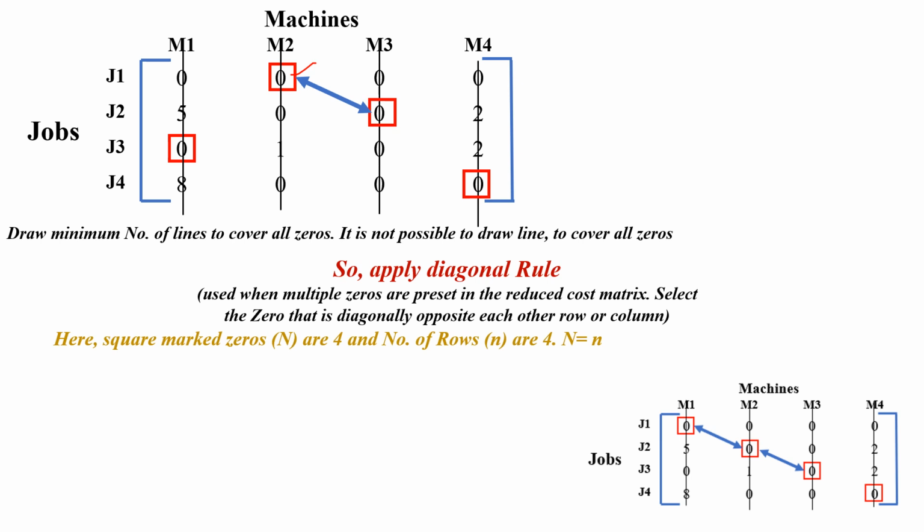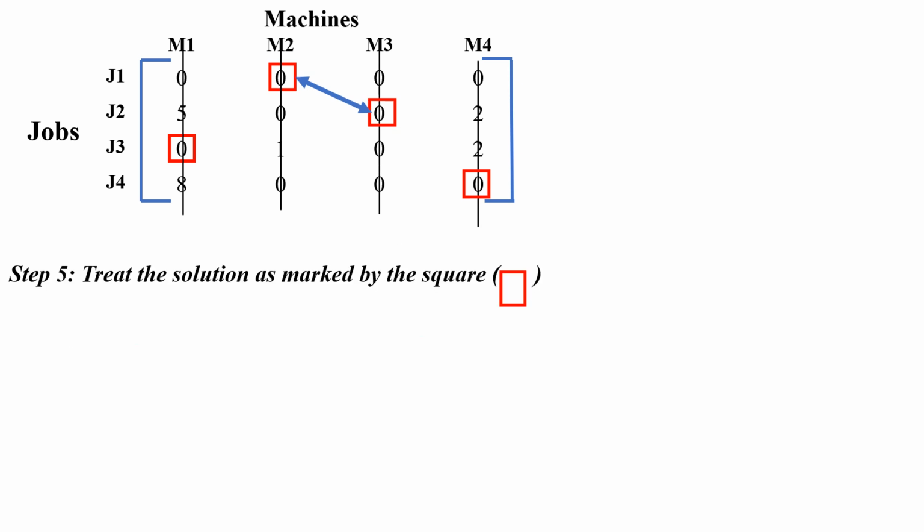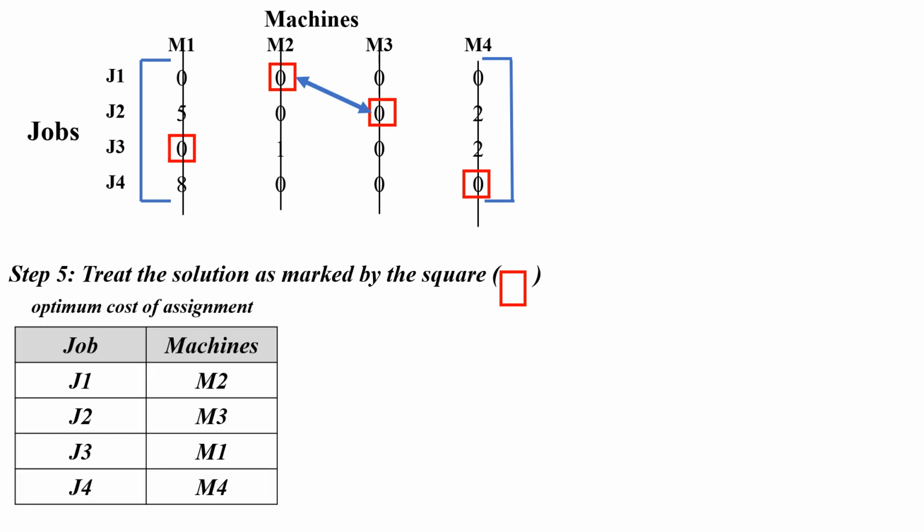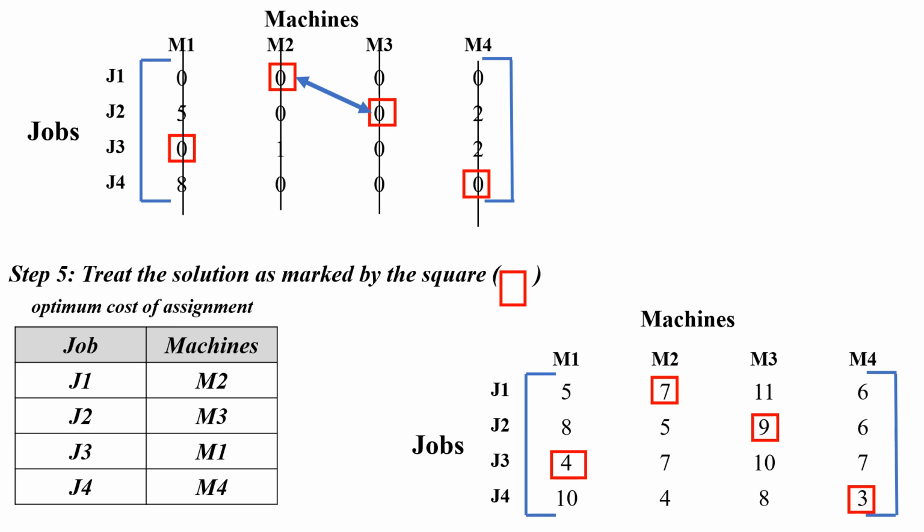In the fourth row also there is exactly one 0; mark it, then draw a vertical line. Here the square marked zeros are 4 and the number of rows is also 4. So the number of square marked zeros is equal to the number of rows. Then we have to move to step 5. Step 5 is to treat the solution as marked by the squares. So here the optimal assignment is job J1 with machine M2, job J2 with machine M3, job J3 with machine M1, job J4 with machine M4.